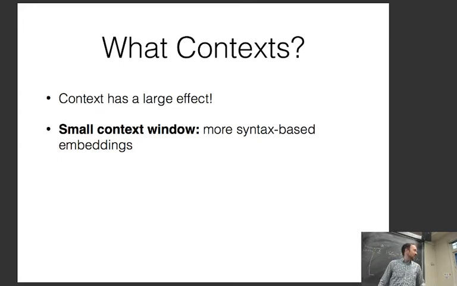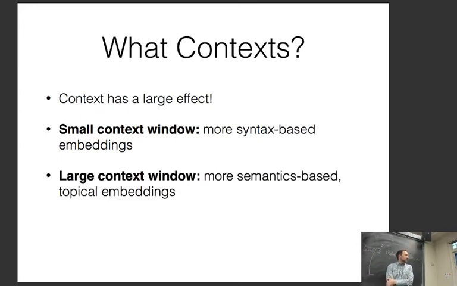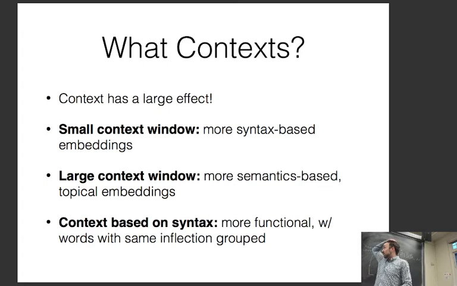On the other hand, if you take a large context window, like 10 surrounding words or the whole document, you tend to get things that are more semantic-based or topical. So water and steam tend to be close together. Or specifically for verbs, love, loved, and loves will all tend to be relatively close together. There's also a mention of context based on syntax in the paper, where they show that this allows you to get even more syntactical things.